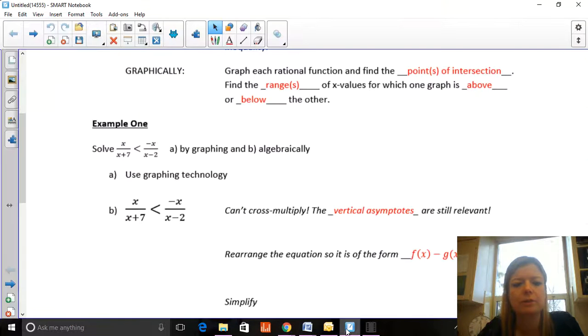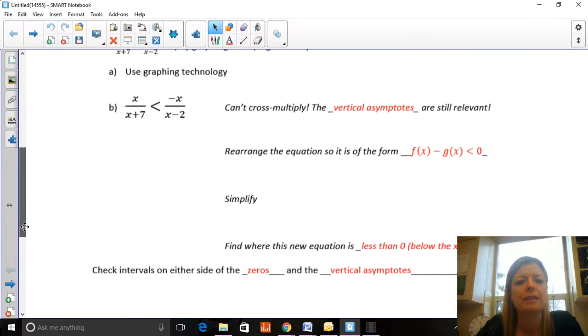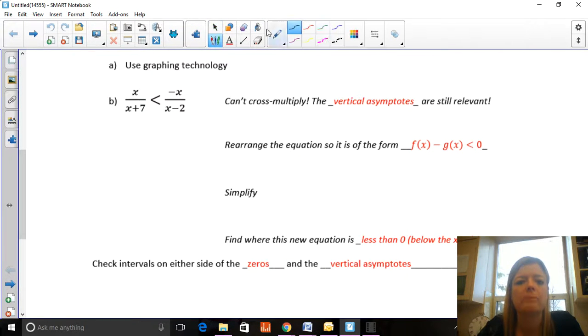So now let's go through and do it algebraically. Okay, so as I said at the beginning, we cannot cross multiply. It really stinks, but we can't do it because the vertical asymptotes are still relevant. If we cross multiply, it kind of gets rid of the fact that there are vertical asymptotes because it puts them up in the numerator. Now, with just solving the points of intersection, that didn't matter, but for finding intervals of greater than or less than, it does matter.